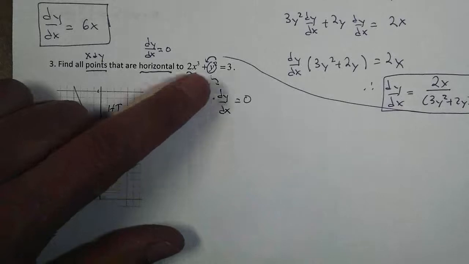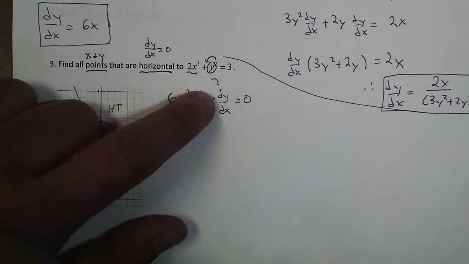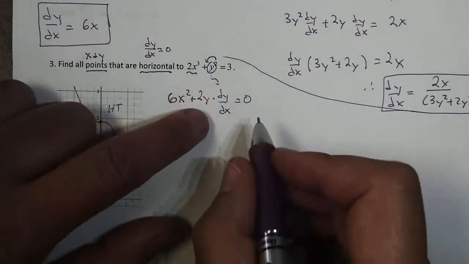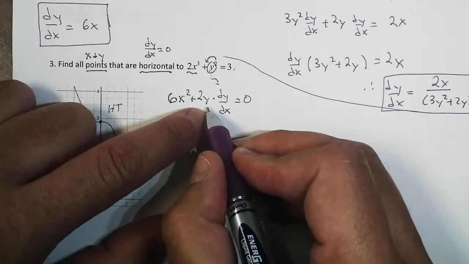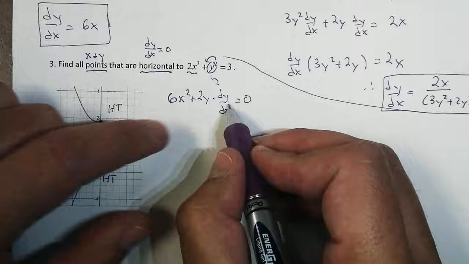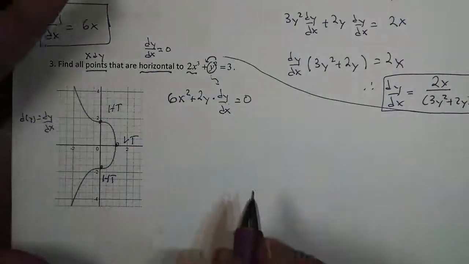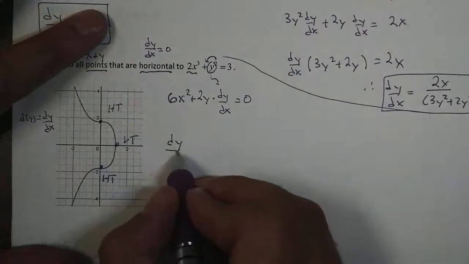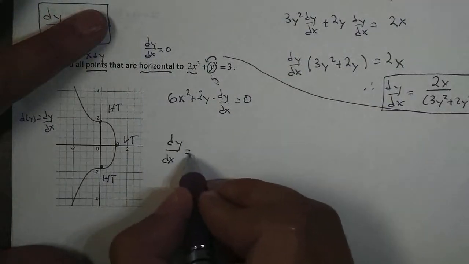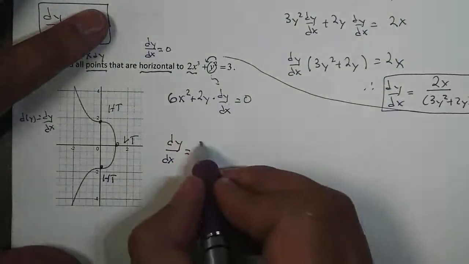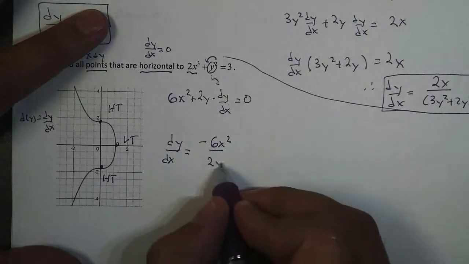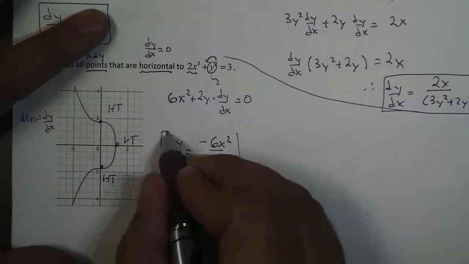Now, I'll tell you a secret. Nobody ever remembers, oh, it's chain rule, Mr. Warnell. Nobody ever remembers that. What they do remember is anytime we take the derivative of anything with a y, you tack on that dy/dx. Piece of cake. So I'm going to go ahead and find my derivative, dy/dx. I can solve for it here: dy/dx equals negative 6x squared over 2y. So there's my derivative.